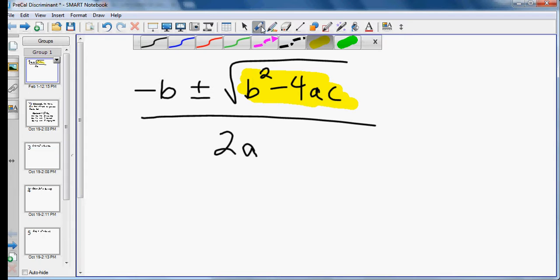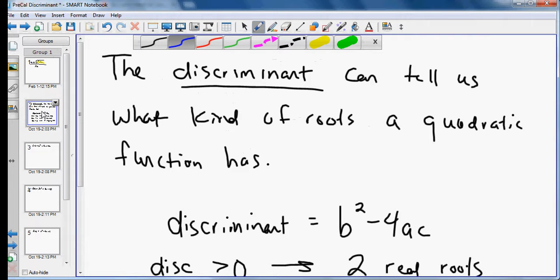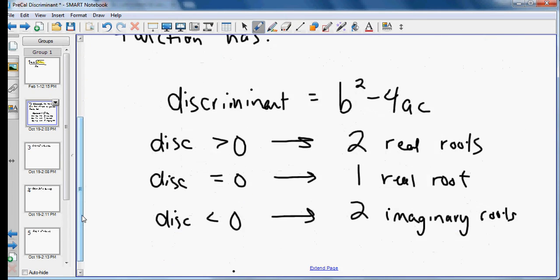It turns out the discriminant can tell us what kind of roots a quadratic function has. So the discriminant is b squared minus 4ac. And if you plug in the b, that's the coefficient in front of x, the a and the c into this equation, a is the coefficient in front of x squared, c is the constant, the number without an x. If your result is positive, if it's greater than 0, that means 2 real roots. If the discriminant is equal to 0, you have 1 real root.